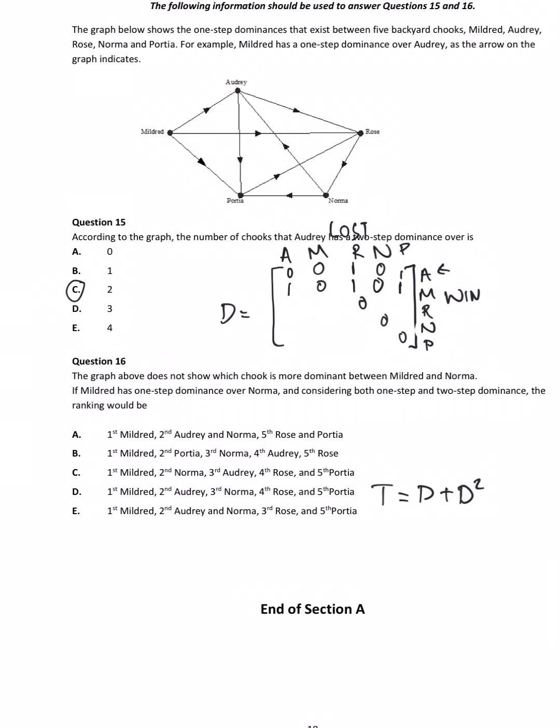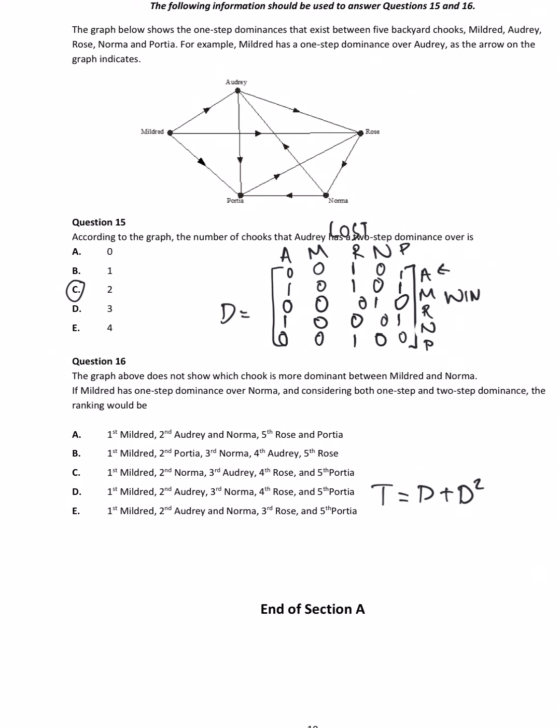Okay, Rose loses to Audrey, Rose loses to Mildred, Rose to Norma is a win, and Rose to Portia is a loss. Okay, Norma to Audrey is a win. Norma to Mildred, they don't play. Norma to Rose is a loss. Norma to Portia, okay, is a win. Portia to Audrey is a loss. Portia to Mildred is a loss. Portia to Rose is a win. And Portia to Norma is a loss.